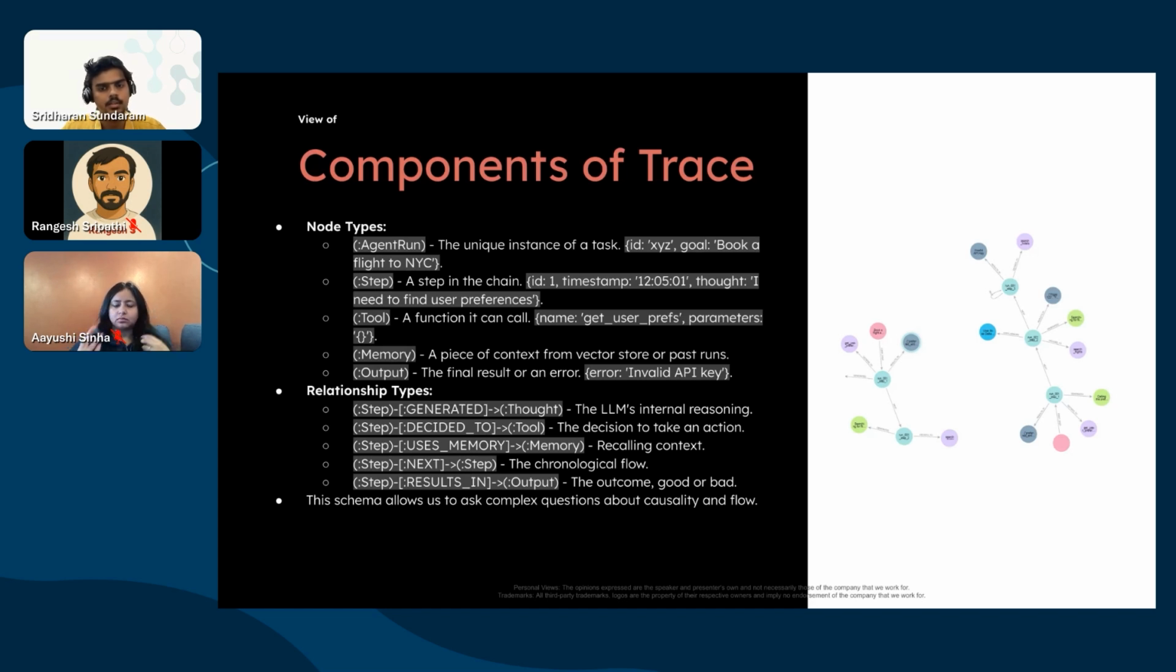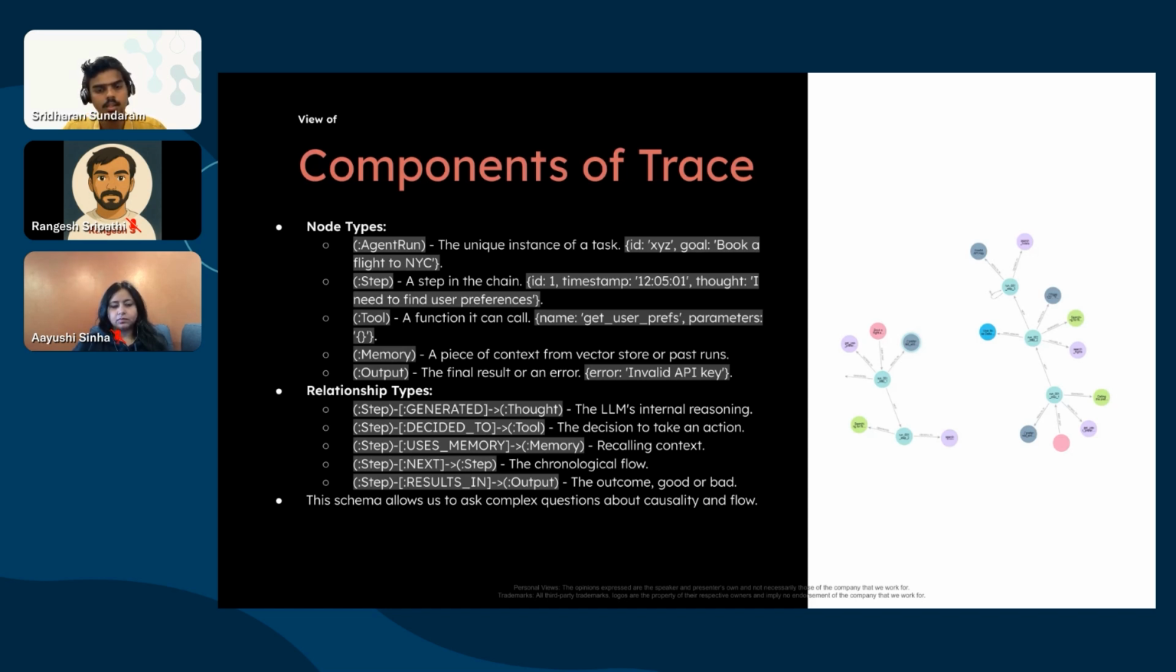Obviously, this is self-explanatory. The step will generate a thought, then the step will decide to go to a particular tool, which will take appropriate action, right? And then the step will use a memory node. After a step is complete, it will proceed to the next step. So we could model it in this way. And then what output the step gives, whether it is good or bad. So these will be the relationship types that we have here. And this schema will help us ask whatever questions we have for debugging a particular workflow.